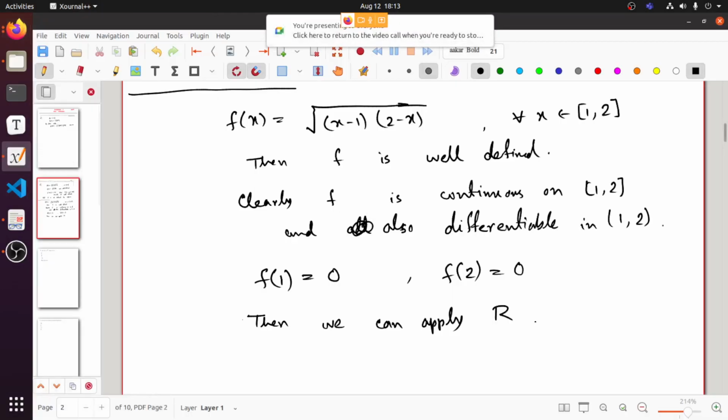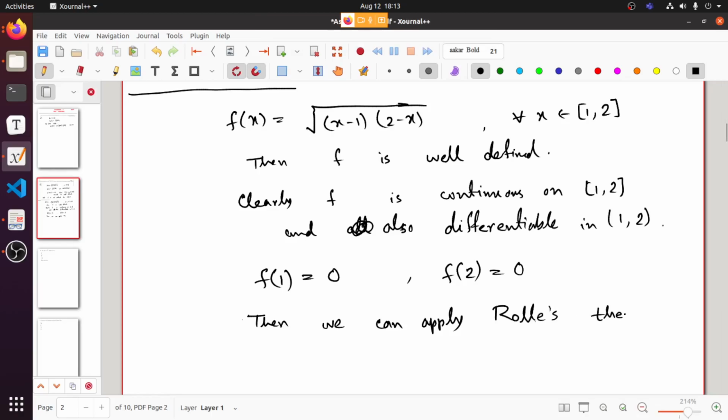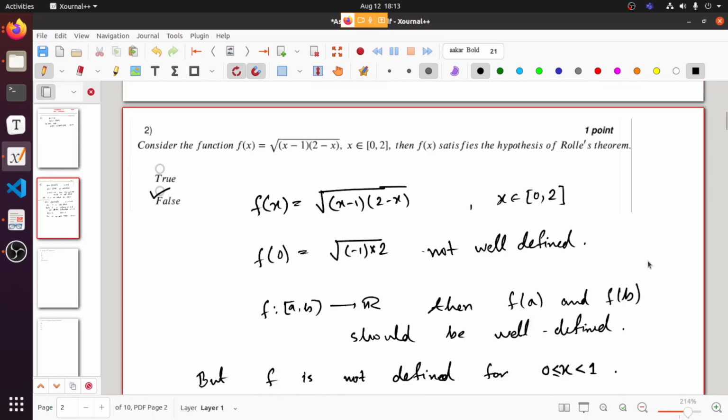We can apply Rolle's theorem, right? If we define it from 1 to 2, then we can apply Rolle's theorem. But here the function is defined in the interval 0, 2, right? So there is a problem for x less than 0. So the answer will be false. You cannot apply Rolle's theorem, meaning the hypothesis will not be satisfied.